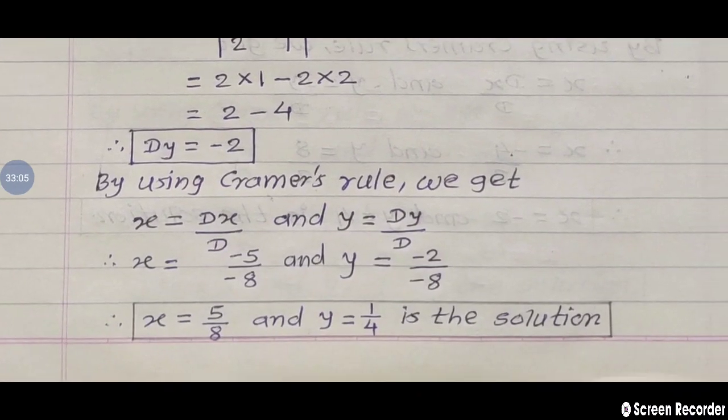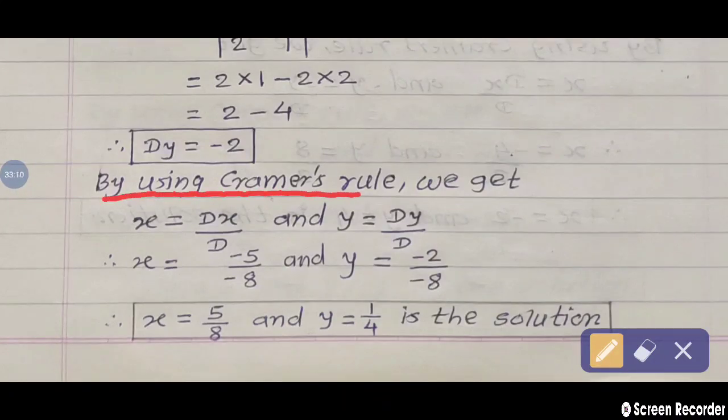Last step. By using Cramer's rule, first of all we write down the formula. x is equal to what? Dx upon D, and y is equal to what? Dy upon D. Substitute the value. Therefore x is equal to, value of Dx is minus 5 divided by value of D is minus 8. Now 5 and 8 are not divisible by any other number, only minus sign cancels here.